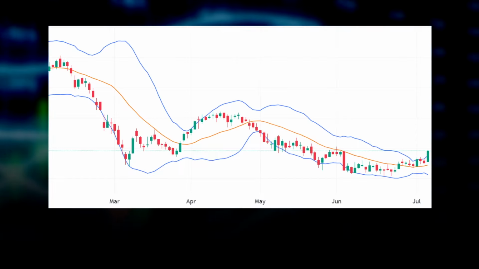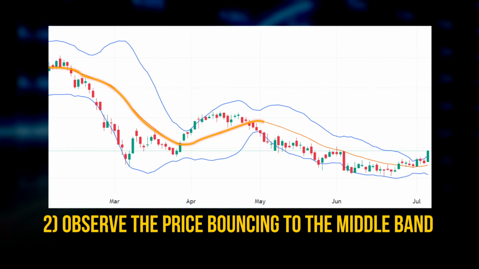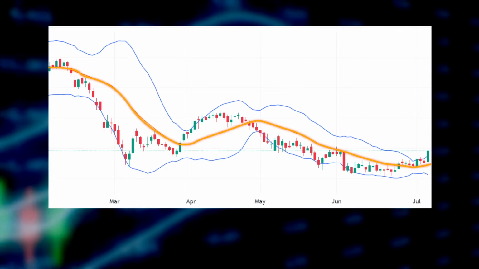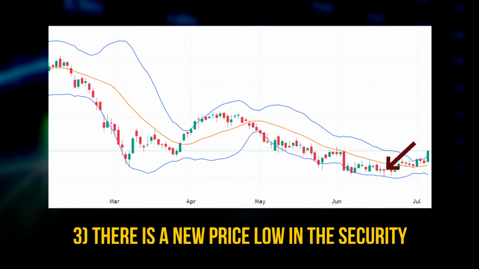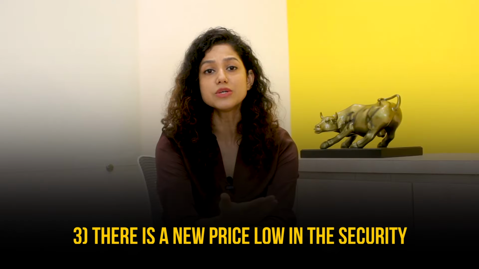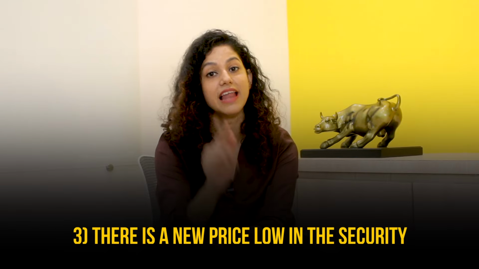Point number 2. Observe the price bouncing to the middle band, that is the mean or the 20-day moving average. This is usually a dead cat bounce without much potential. The important point to observe is when the price pauses at the middle band and resumes downwards. Point number 3. There's a new price low in the security. This low holds above the lower band. The ability to hold above the lower band on the test shows less weakness than the last low.